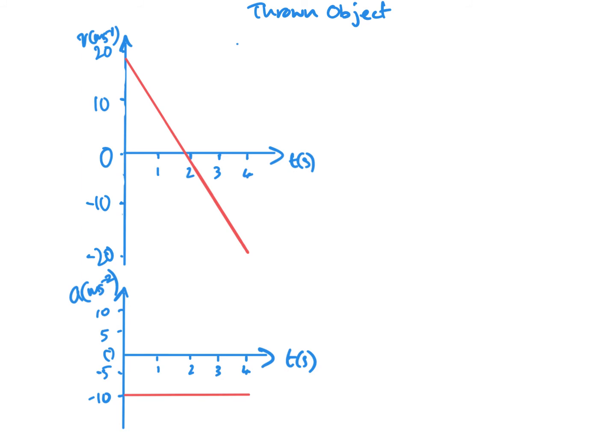So during this first section of the motion, we have a positive velocity, i.e. upwards, but we've got a negative gradient or a negative acceleration. Because the velocity is positive and the acceleration is negative, they've got opposite signs, so the object is going to slow down. So that's on the way up. Positive velocity, but slowing down because the negative acceleration is acting against that positive velocity.